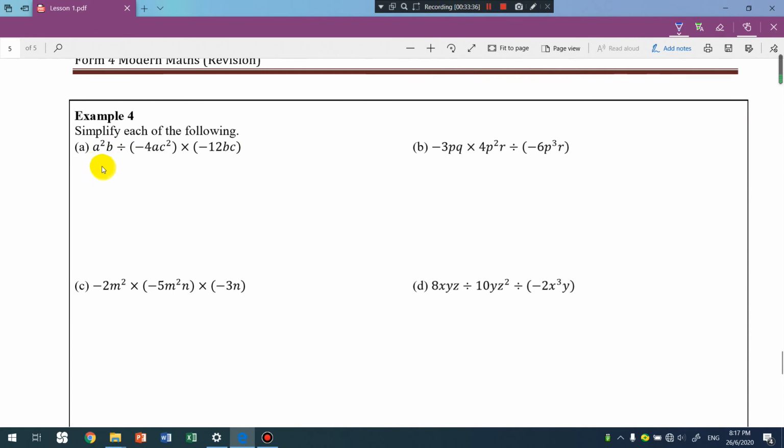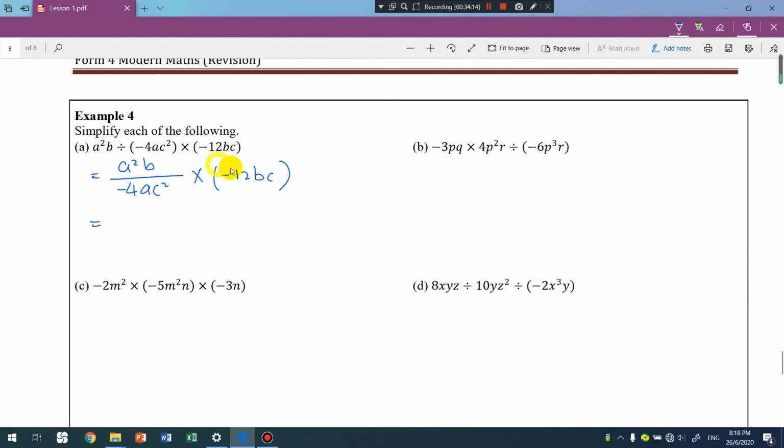A square. Okay, when I see divide, I always like to do it this way, so it's easier for us to do the simplification. And this multiply, negative 12 BC. Okay, so now we look at a square first. Let me use red color. So before I simplify, better I use this method, maybe it's easier for you.